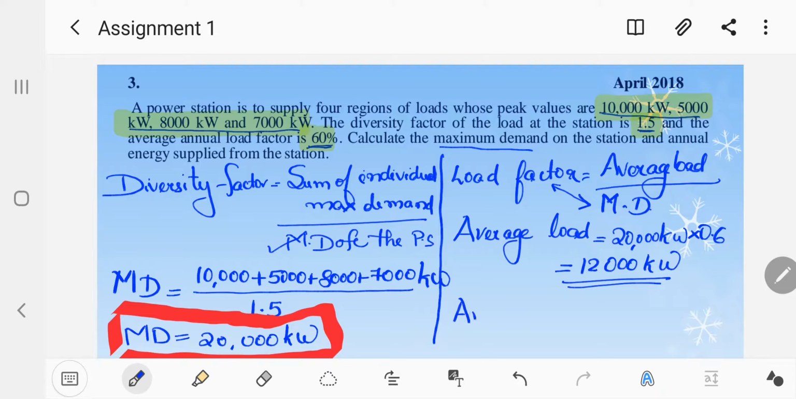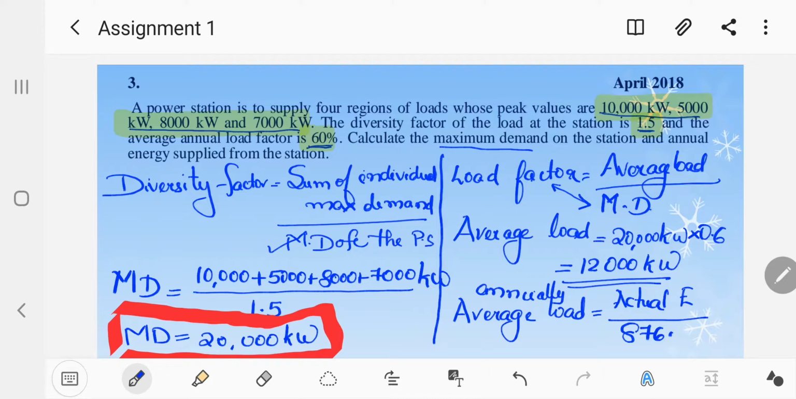So, average load, we know the equation for average load. Annual average load will be equal to, everything is annually calculated. So annual average load is equal to, what will be the value? Actual energy being supplied annually divided by 8760. This equation you have to study: actual energy divided by 8760, which means there are 8760 hours in a year. So the annual average load is equal to this equation.